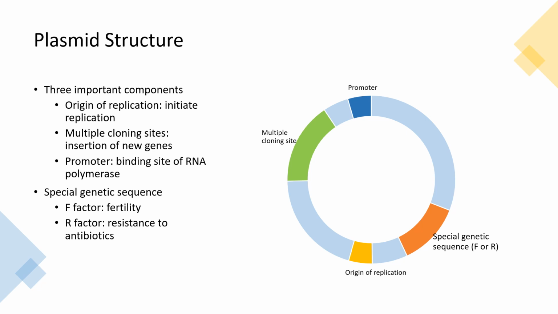For some plasmids, they have special genetic sequences giving them different abilities. For example, plasmid with F factor allows the bacteria to form the mating bridge, pili, with another one. Through pili, it can transfer its DNA to others through conjugation. Plasmid with R factor gives the bacteria resistance to antibiotics, which makes treatment of bacterial infection more difficult.